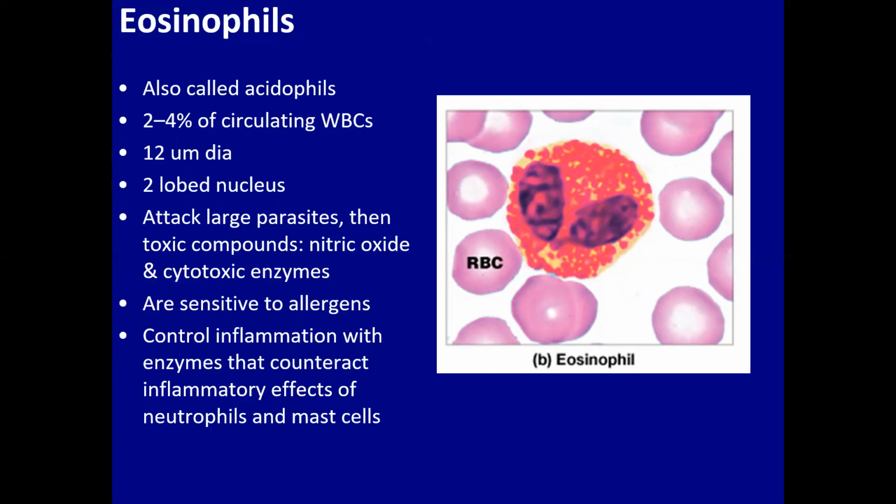So their job is to control inflammation. Now remember, neutrophils actually encourage inflammation. Eosinophils control inflammation, and they counteract that inflammatory effect of the neutrophils.